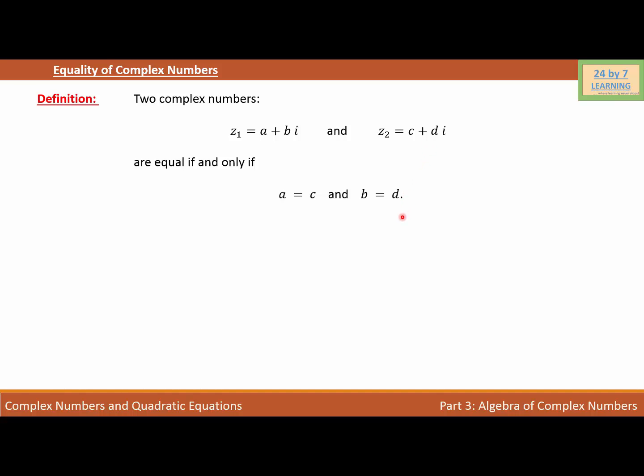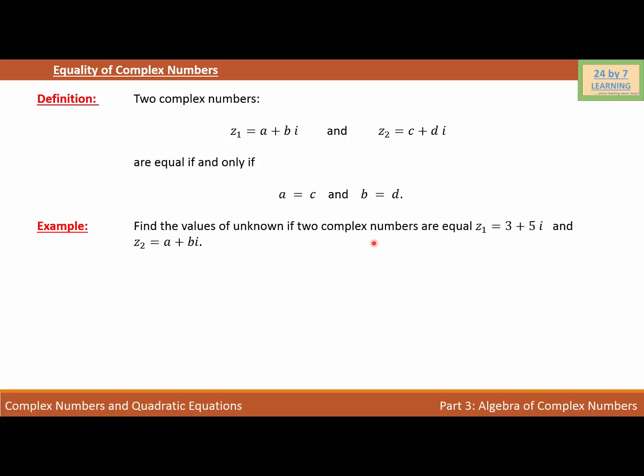Let's consider an example to understand the equality of complex numbers. So here's an example. Find the value of the unknowns if two complex numbers are equal. Z1 equals 3 plus 5i and Z2 equals a plus bi. As you can see, it is given that Z1 equals 3 plus 5i and Z2 equals a plus bi. So what we are going to do is use the basic definition of equality of complex numbers to solve this example.